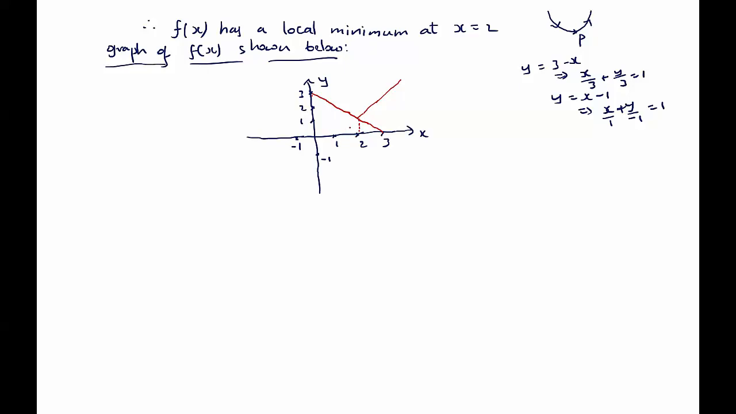You can extend this. This is the straight line passing through 1, minus 1, etc. Understood? So just join these two. This equation is y is equal to 3 minus x, and this equation is y is equal to x minus 1. They are intersecting at x is equal to 2.